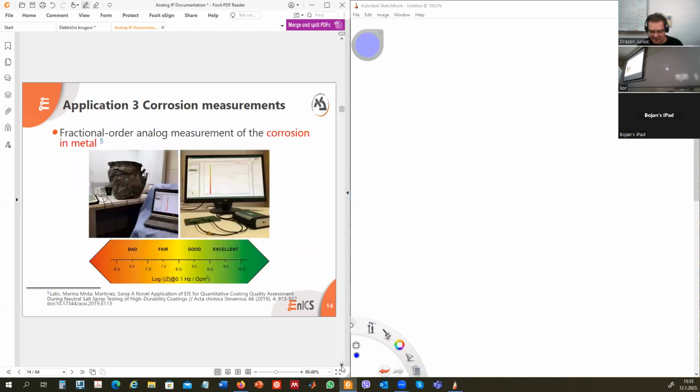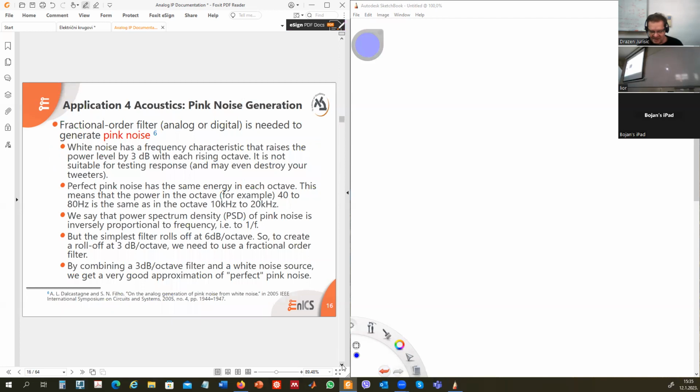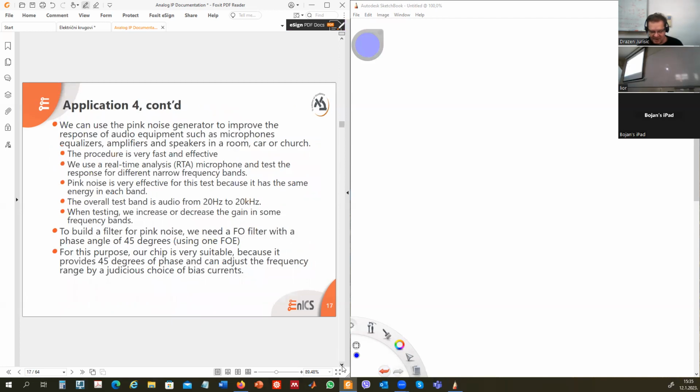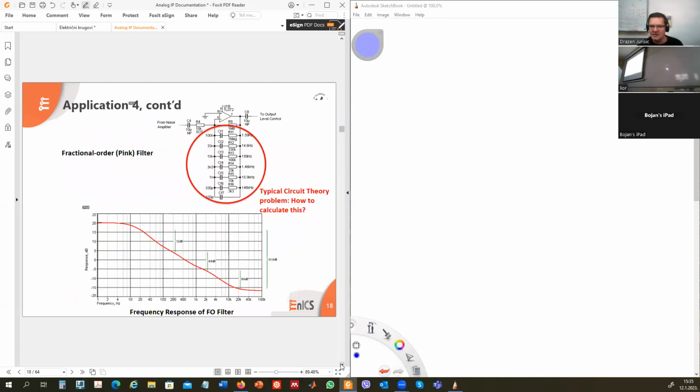Also, I will not speak about it. We don't have enough time. It's not so important. But the basic problem to solve in circuit theory is how to calculate the elements of such a network, and then you will have the fractional order form of the characteristic. As you see, this is used for a pink filter, and this is 10 decibels per decade.